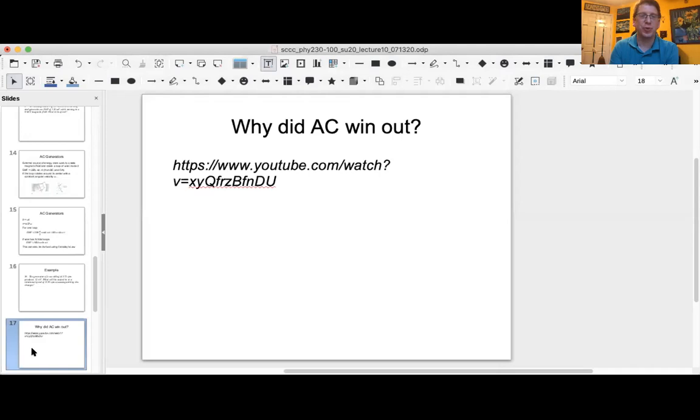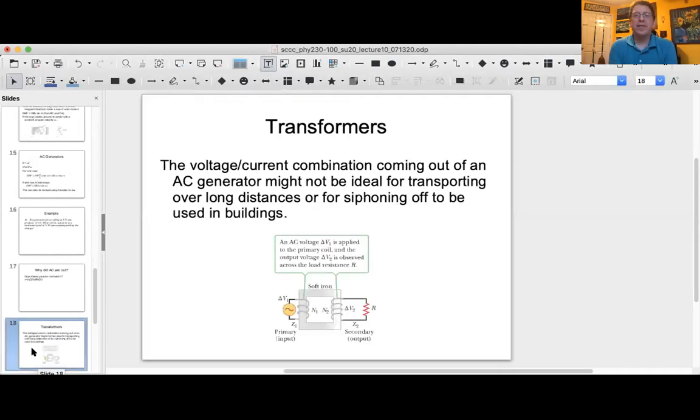Okay, so the key was an invention called the transformer. So how does the transformer work? You have basically an iron core inside the transformer, and so you wrap the input wire into a coil of N1 loops around the iron, and then you have a corresponding output wire that you're wrapping in a coil of N2 loops around the iron core.